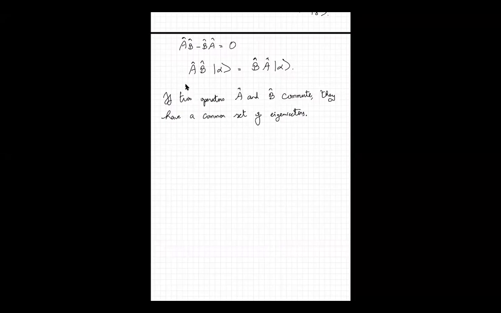So let us say that I have some operator A, and it has a set of eigenvectors phi n corresponding to eigenvalues a n. This is the eigenvalue equation for the operator A. Now, these are all the eigenvectors of the operator A.